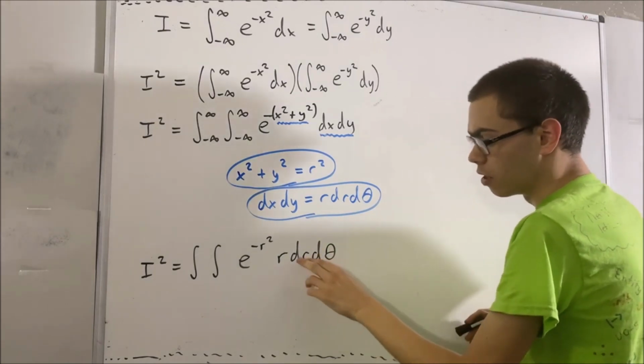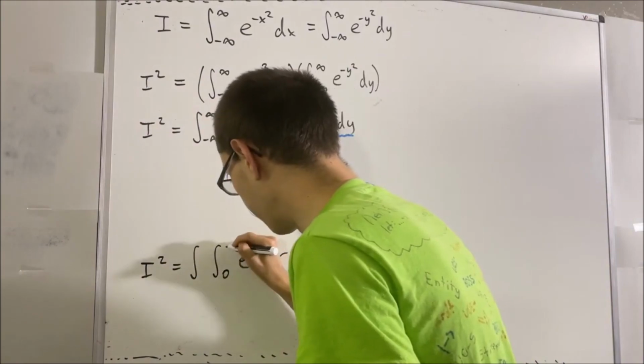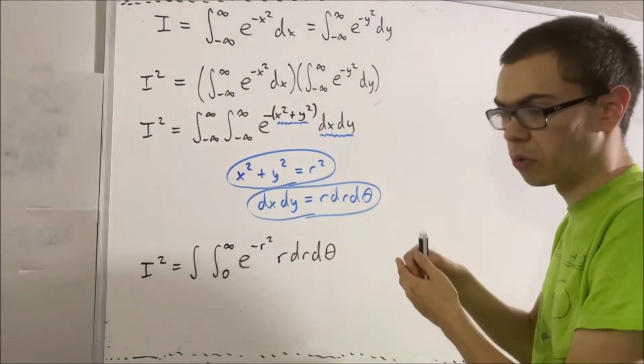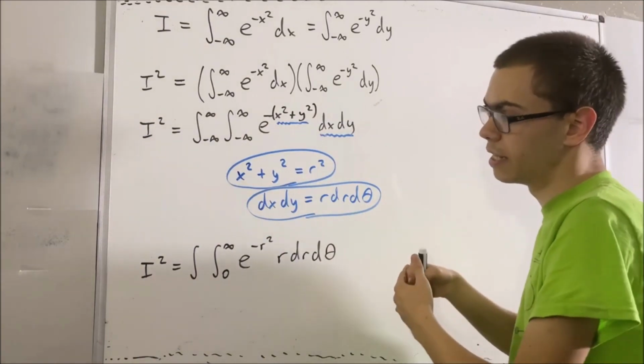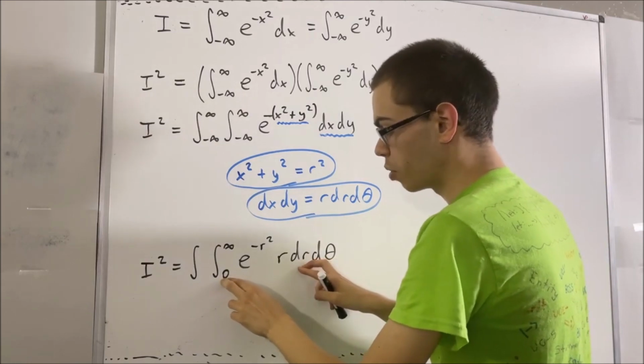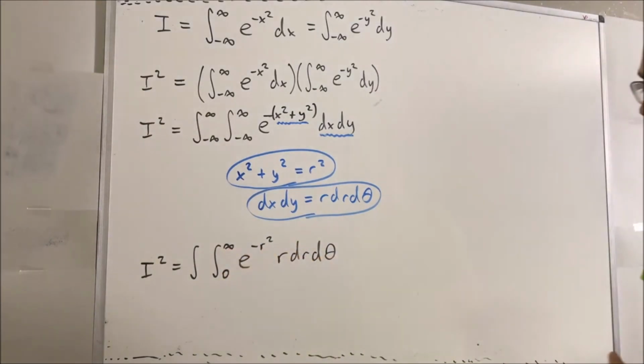And to do that, when we're integrating with respect to r, all we do is integrate from 0 to infinity. If you recall, r represents the distance from the origin. And so to reach every possible point in the coordinate plane, we need to integrate from a distance of 0 from the origin to a distance of infinity from the origin. That's essentially what we have to do.